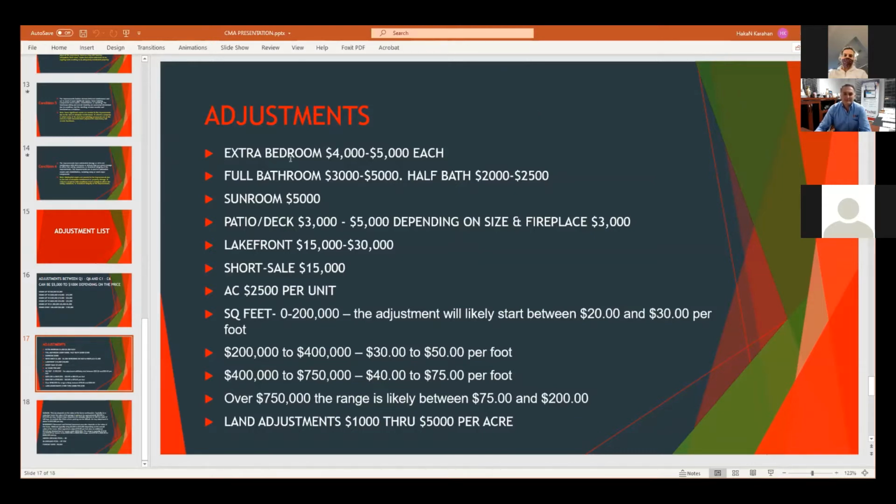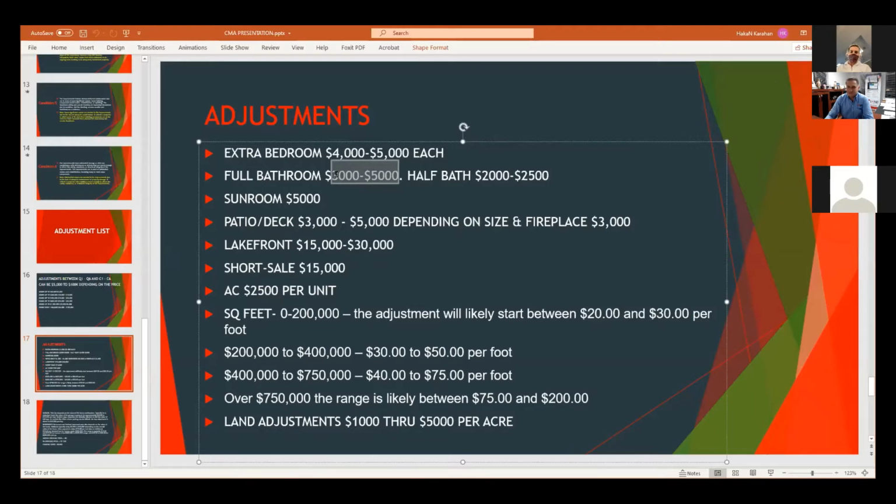So extra bedroom, $4,000 to $5,000 each. So if one house has 3 bedrooms and the other one has 4, this is the adjustment you're going to make between the comparisons. Full bathroom, $3,000 to $5,000. Half bathroom, $2,000 to $2,500, right? But you know, you can build a bathroom that can cost you $50,000. This is how much it is worth in an appraiser's eyes. Isn't that awful? But this is fact.